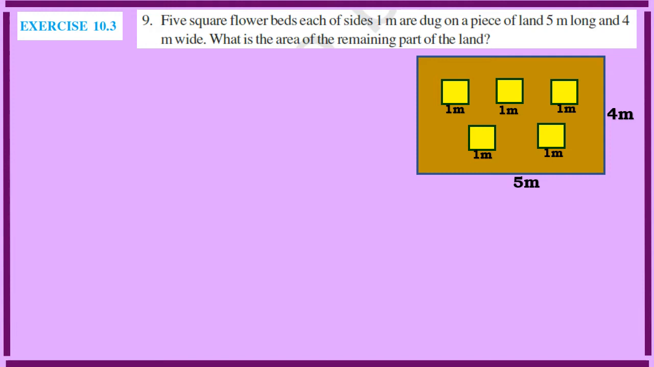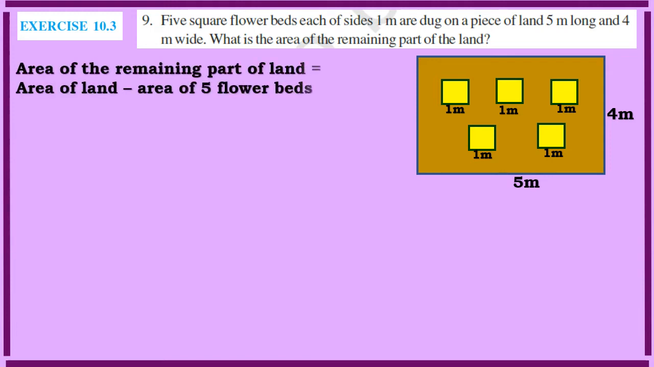What do we have to find? The area of the remaining part of the land. So what do you have to do? Yes, first you have to find the area of the total piece of land. Then you have to find the area of each of the square beds. Then you have to subtract them. But here all the square flower beds are of equal size, so instead of finding the area of 5, you find the area of 1 flower bed and multiply that with 5, because all are the same. Okay, so let us do.